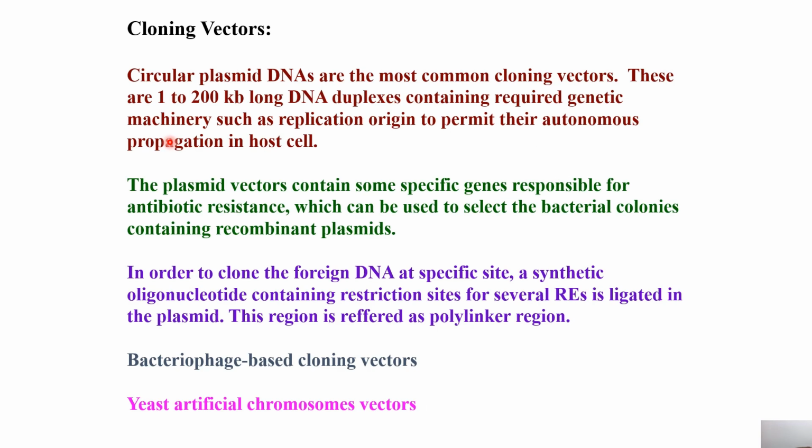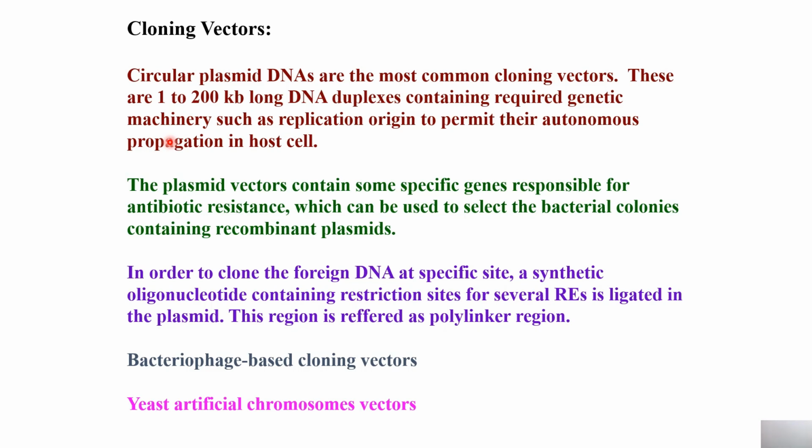Now, circular plasmid DNAs are the most common cloning vectors. They are around 1 to 200 kb long DNA duplexes containing the required genetic material and a replication origin to permit their autonomous replication in the host cell. The plasmid vectors also contain specific genes responsible for antibiotic resistance, which can be used to select the bacteria containing recombinant plasmids. So these plasmids have antibiotic resistance, for example ampicillin resistance. So even in media with ampicillin, these will not die.